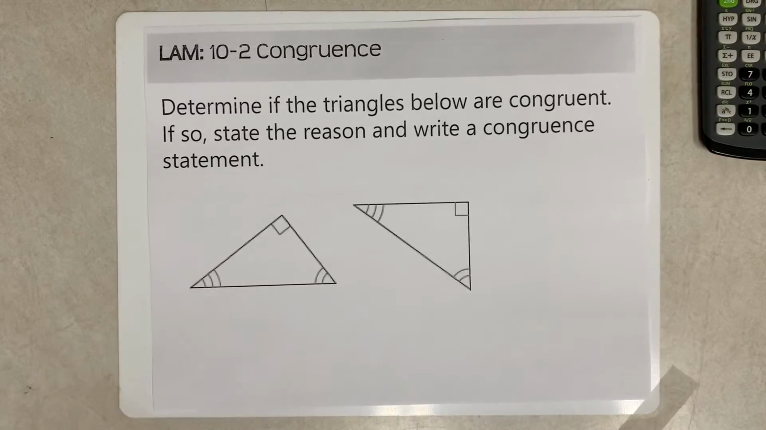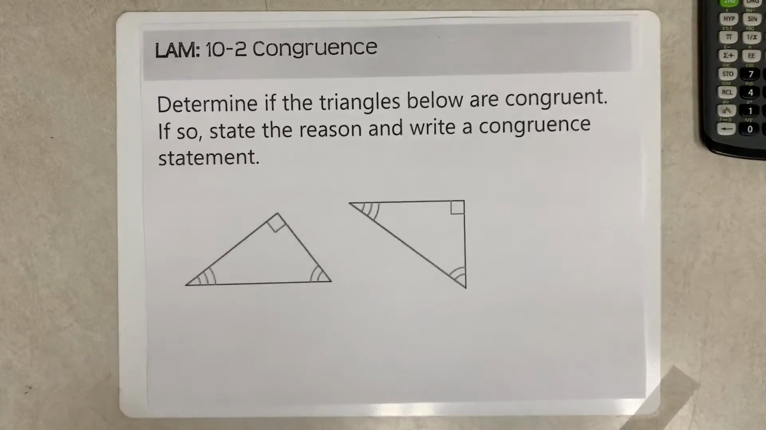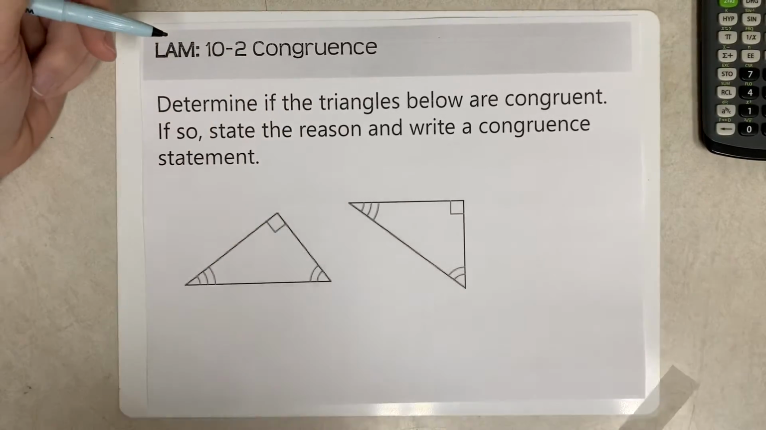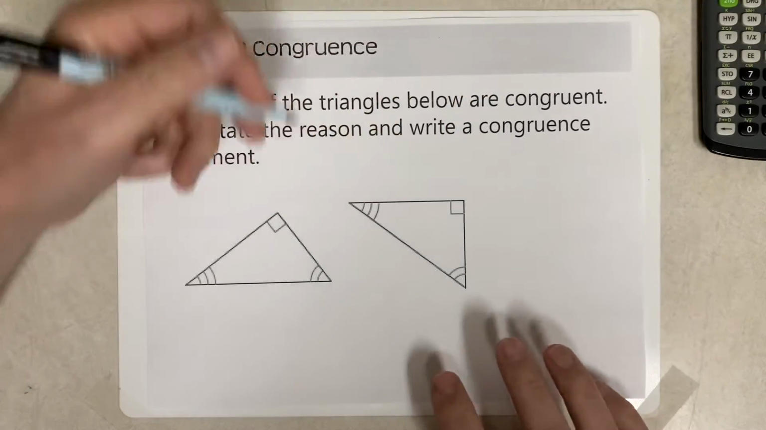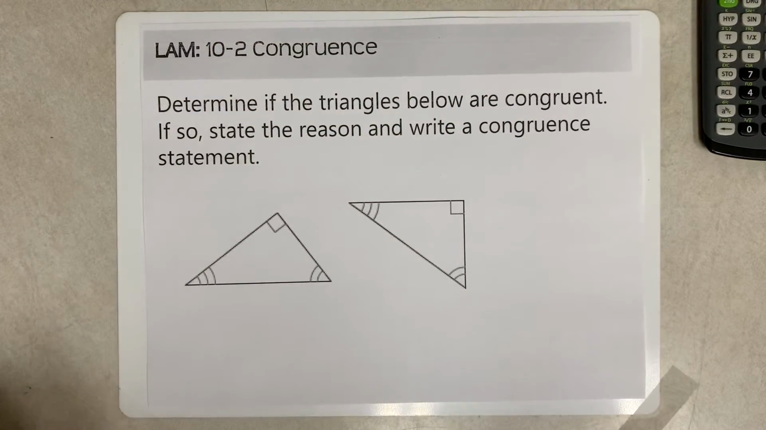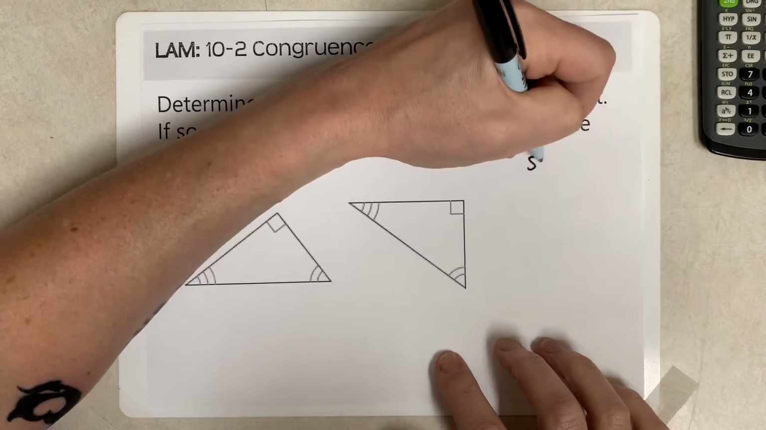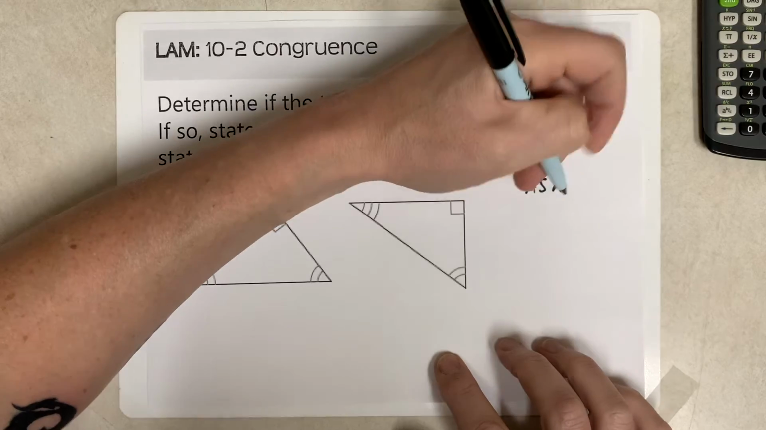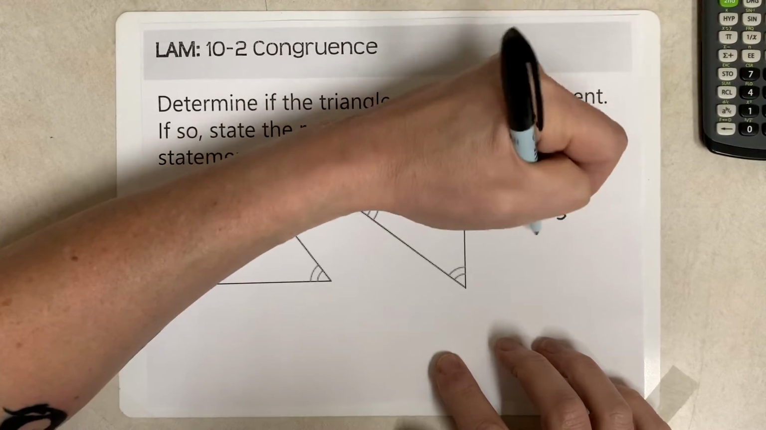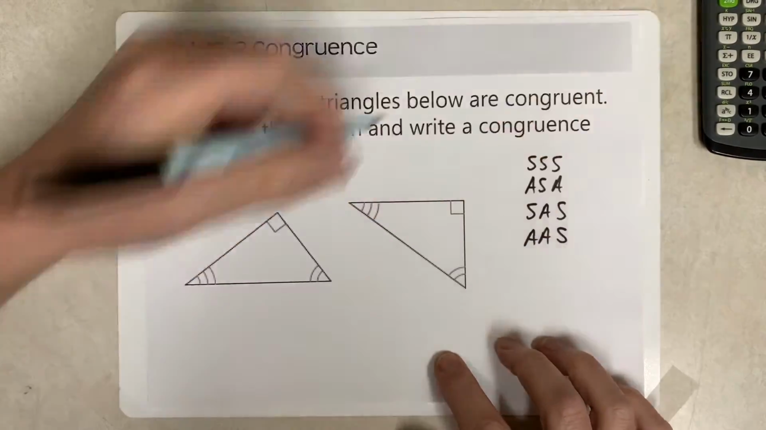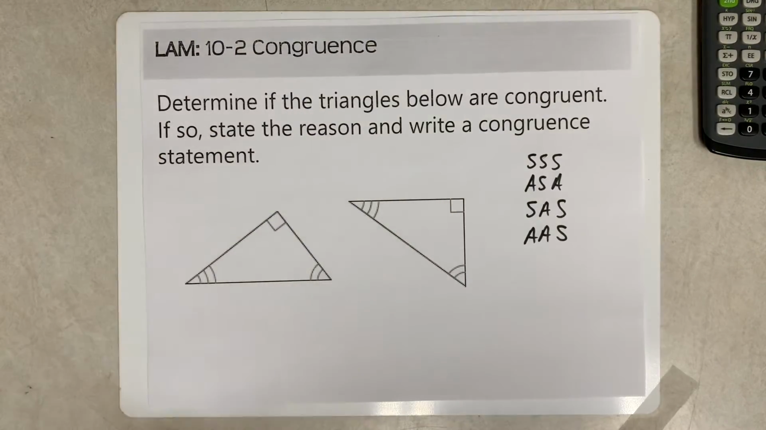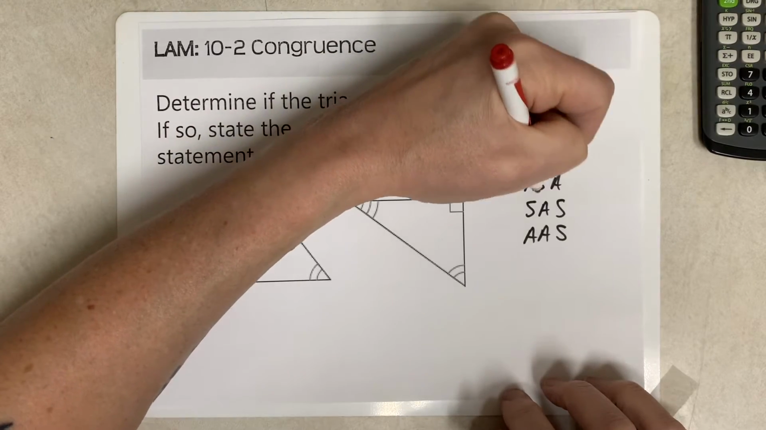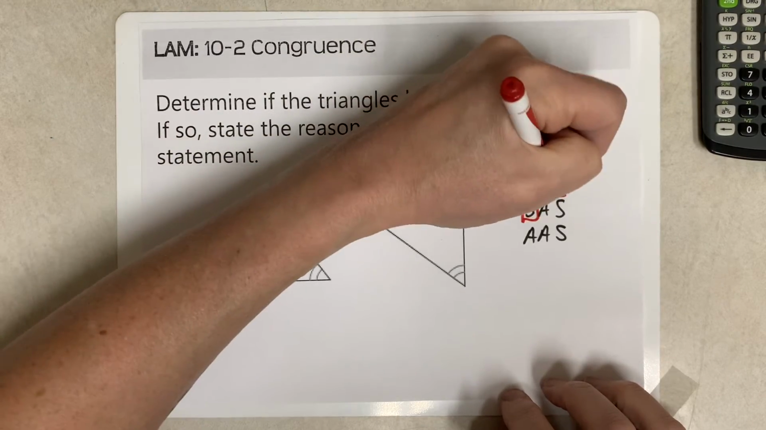Okay, this time I have two triangles. I have all three angles. It looks like they match up, but I don't have any sides. If you've noticed, all of the ways we can tell if these triangles are congruent, we have side, side, side. We have angle, side, angle. We have side, angle, side. And we have angle, angle, side. If you look, every one of those has a side in it somewhere. This one has all three. This one has two. This one has one.